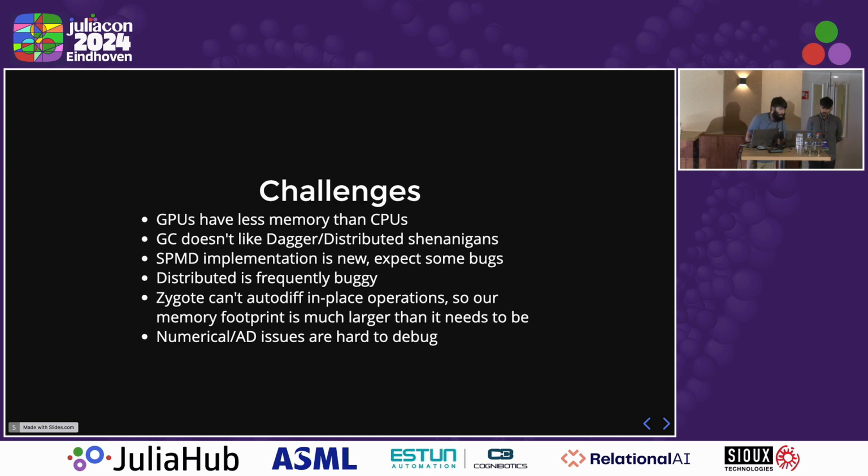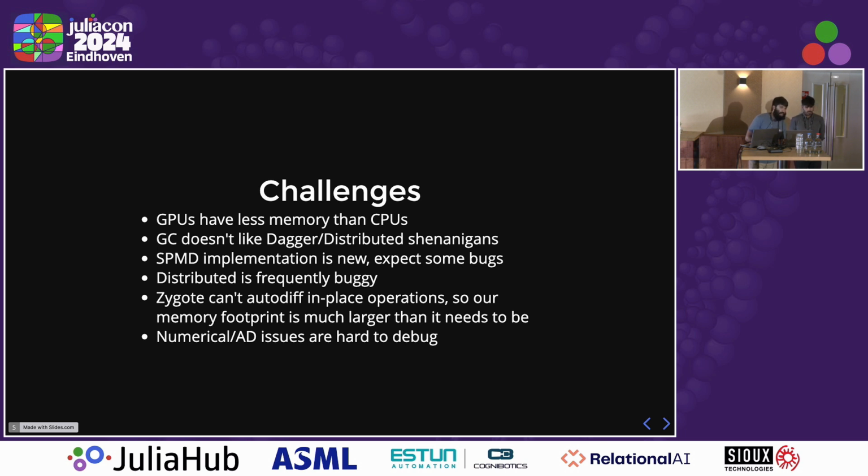Real quickly, the challenges that we went through when working on this: GPUs have less memory than CPUs, which exacerbates the problem that the GC doesn't always like what I do in Dagger and what Julia's Distributed.jl does. I promise they're all regular, normal things. The GC doesn't like it. The SPMD implementation is pretty new. There is the potential for some deadlocks, and it's not always the most user-friendly, so we're working on improving that so it's easier for users to apply.